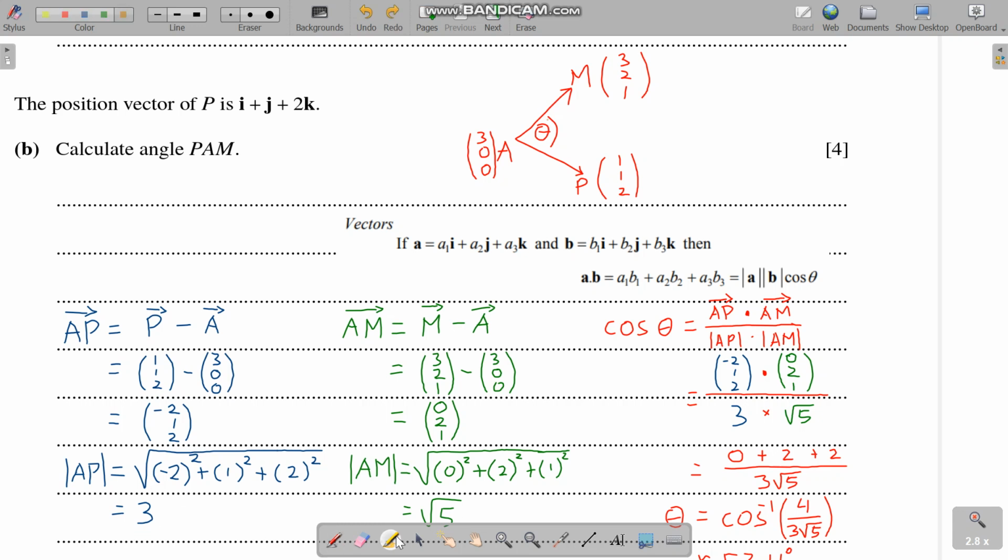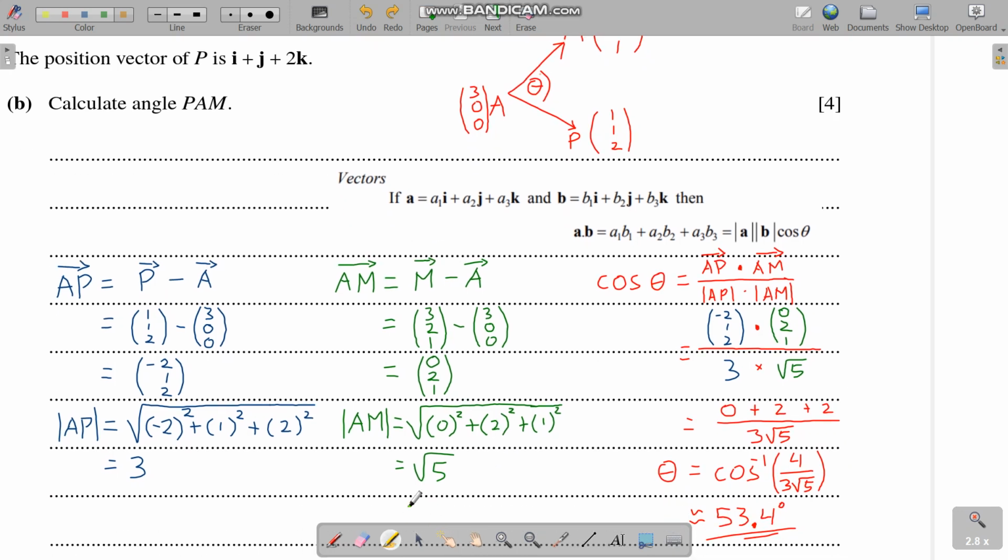So same thing with AM. M minus A: M is (3, 2, 1), A is (3, 0, 0), subtract, we get (0, 2, 1), and the magnitude is 0 squared plus 2 squared plus 1 squared, so root 5. So we have everything we need. The vector AP is (-2, 1, 2). The vector AM is (0, 2, 1). The magnitudes are 3 and root 5.